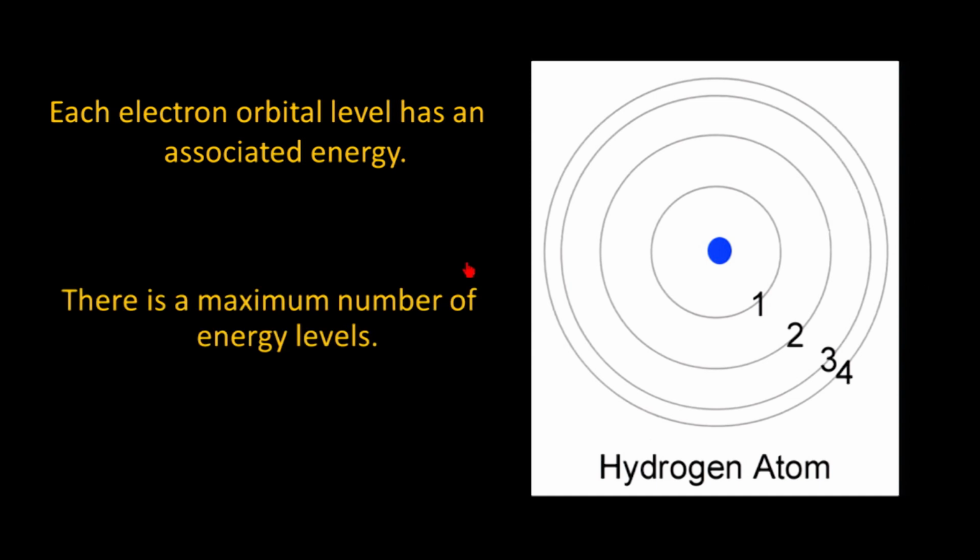Now, if an electron has a certain amount of energy associated with each level, it also means that there is going to be a maximum of the energy levels. In other words, there's not an infinite number of levels that an atom can have. There's a limit to how many it can have.